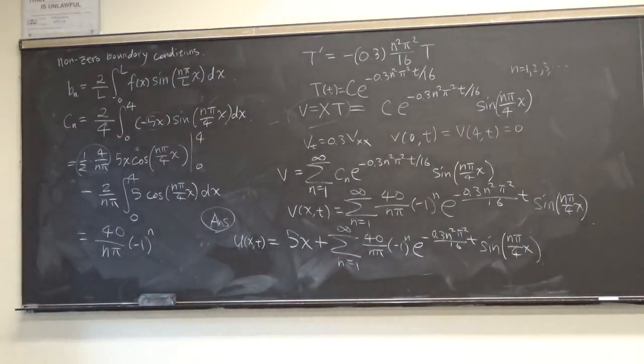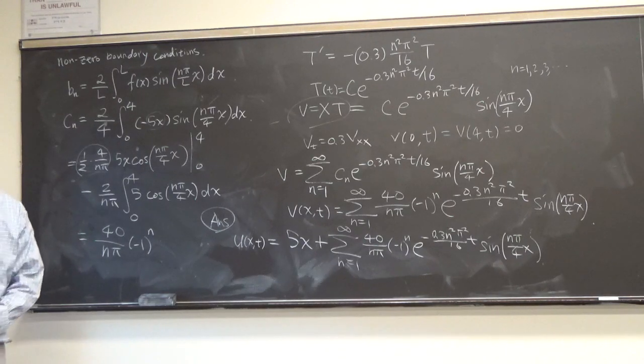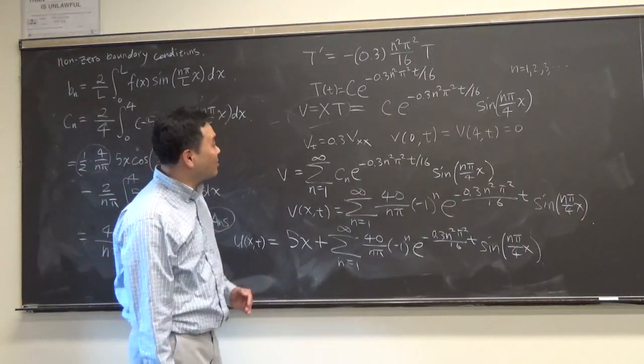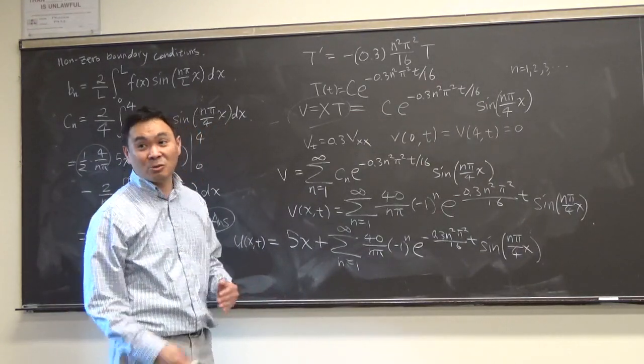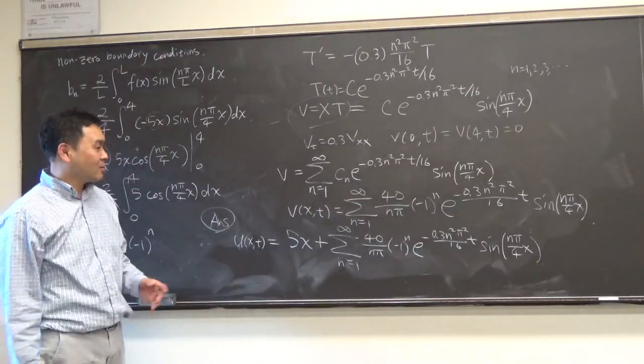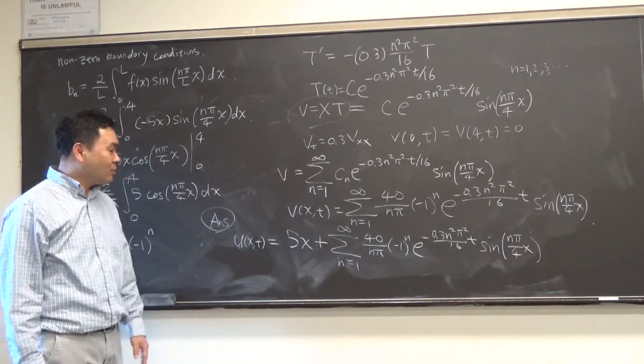Okay? Firstly, I thought we will prove that V is 0. No. V cannot be 0. Of course not. V equal to 0 wouldn't satisfy the initial condition, which was equal to negative 5x. There's no way. Okay, so that's the answer.